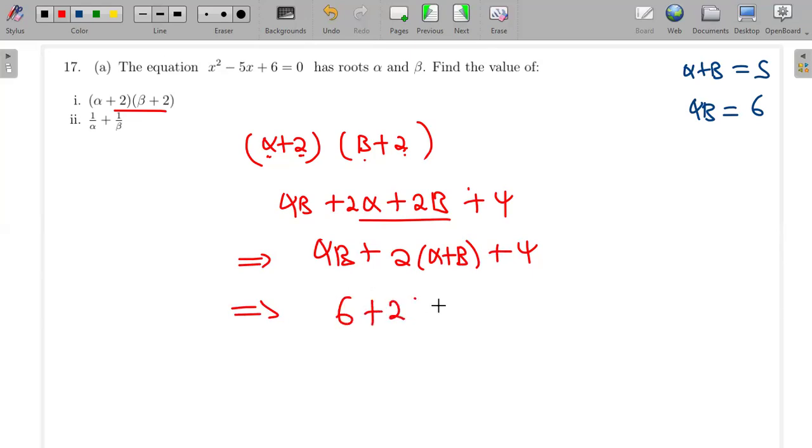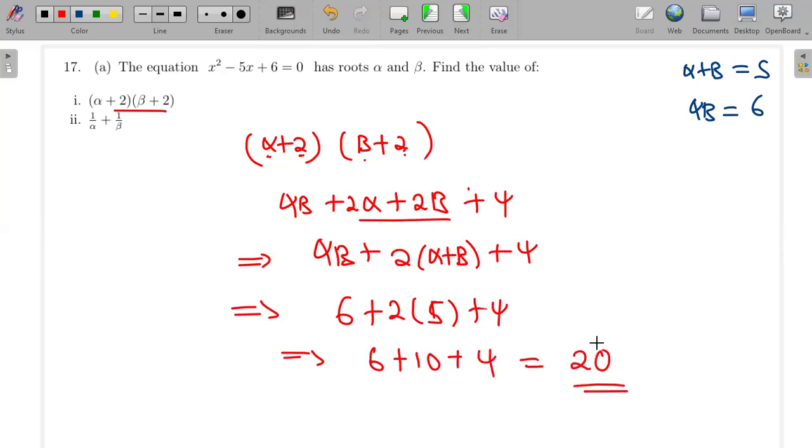So it means my final answer here will just be, what is alpha multiplied by beta? 6 plus 2. Alpha plus beta is 5, and then plus 4. So this will just be equals to 6 plus 10 plus 4. So this will give me a 20. Okay, so that will be the value of alpha plus 2 multiplied by beta plus 2.